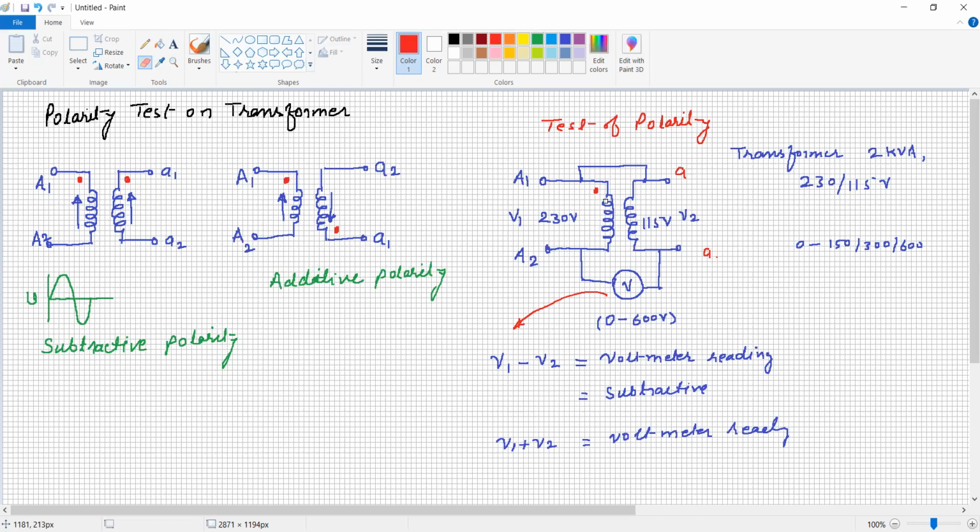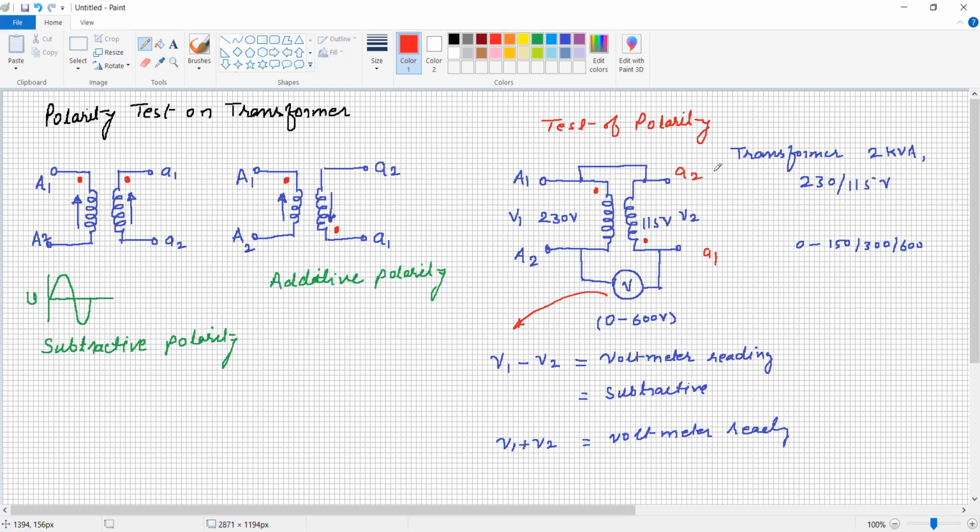this is, say, positive half cycle, so this will be positive. In this case, this terminal is also positive and this will be A1 and this will be A2. Isn't it? So very simple. If the voltmeter measures the difference of V1 and V2, it is the similar polarity.